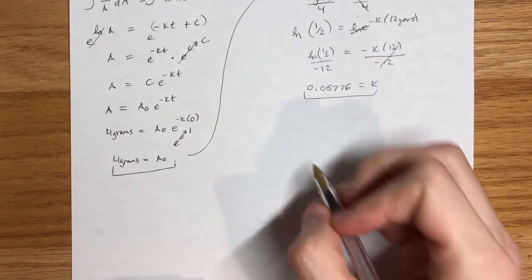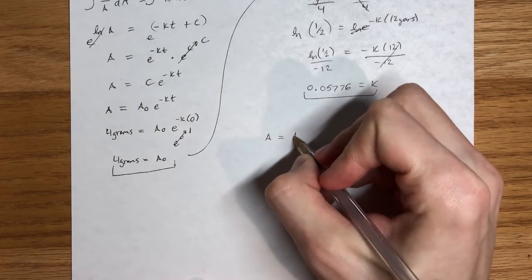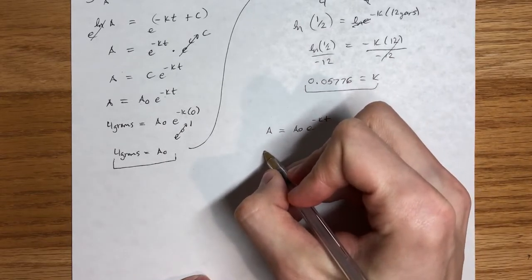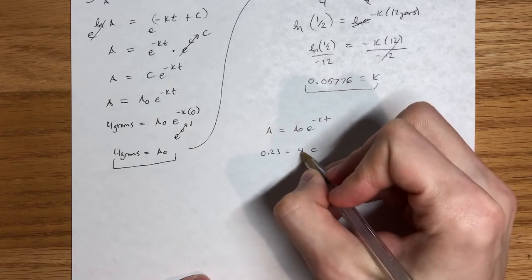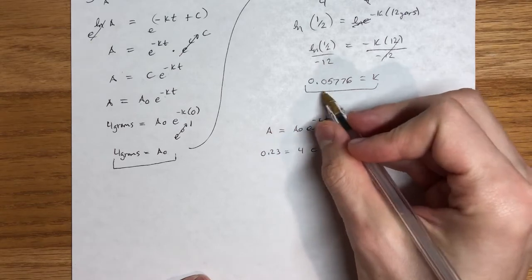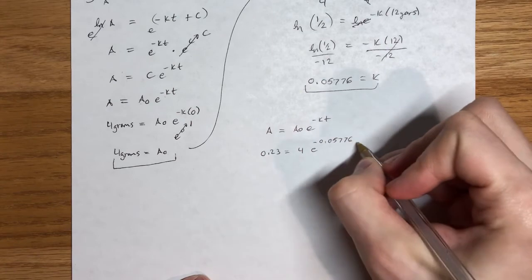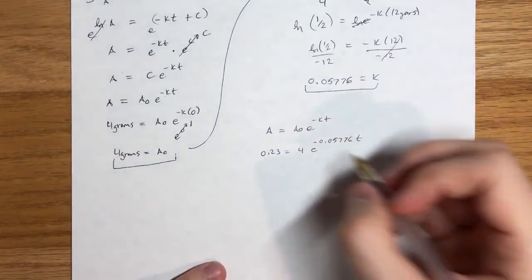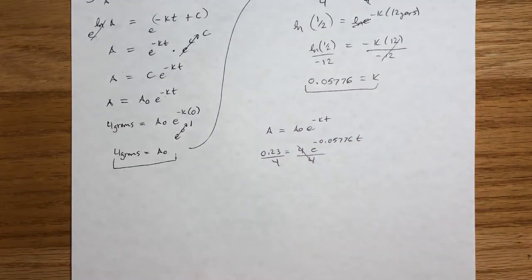If we plug everything into our equation, we have A equals A0 e to the negative kt. Plugging all our values in, we find that 0.23 is equal to 4 e, where the 4 is our 4 grams and 0.23 will be our amount remaining. Then we have e to the negative k, our decay rate 0.05776, times t. Now we can solve for the time that it takes to get to that amount. First step, divide by 4.